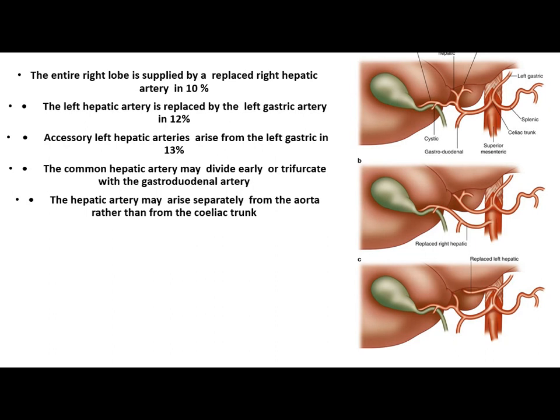Another variation: the common hepatic artery may divide or trifurcate with the gastroduodenal artery. As we see, the gastroduodenal artery will arise from the common hepatic artery, and after that will divide into left and right. Some variations will be trifurcate, meaning three branches from here. And the hepatic artery may arise directly from the aorta, not from the celiac trunk. That is another variation.